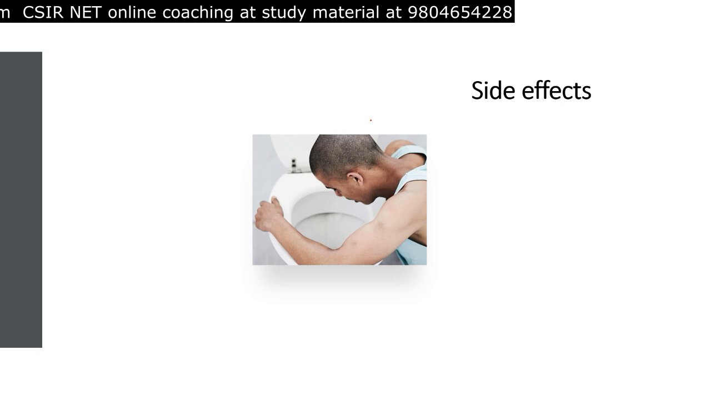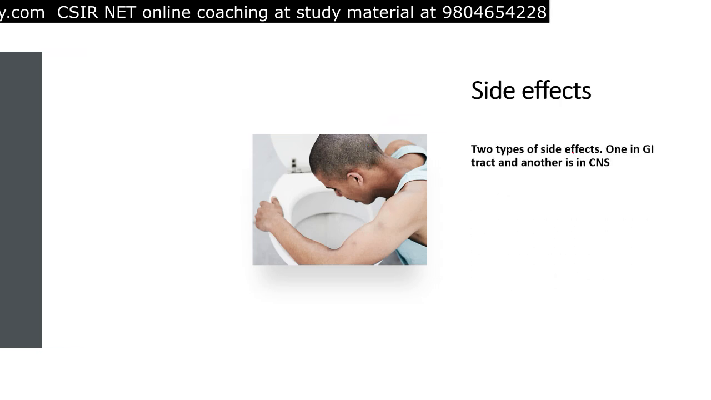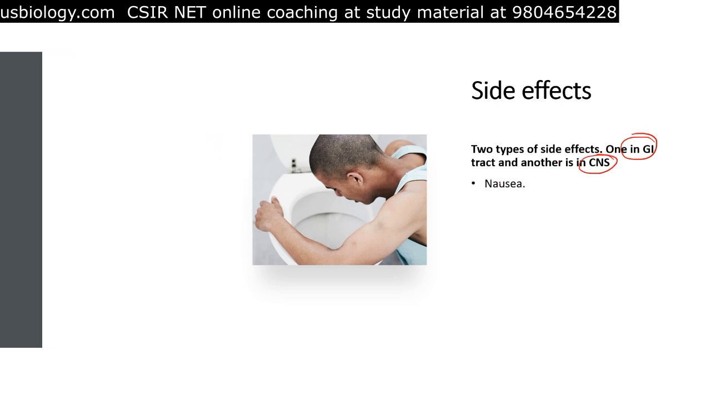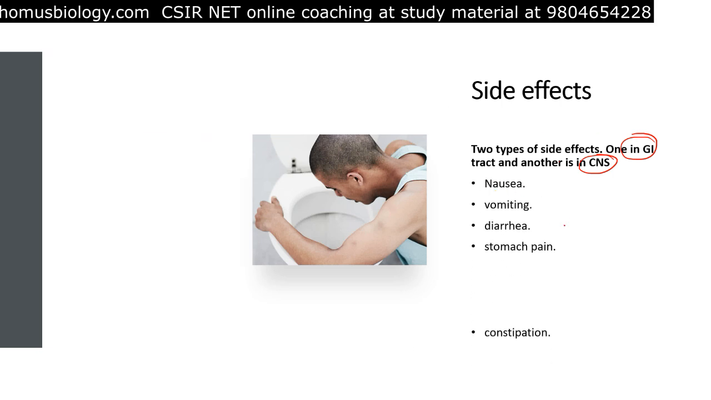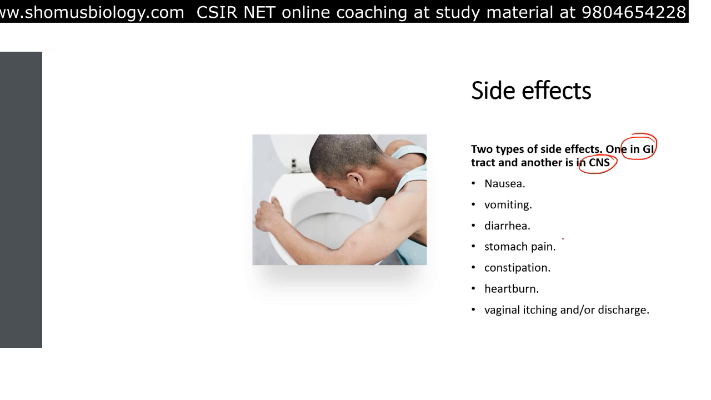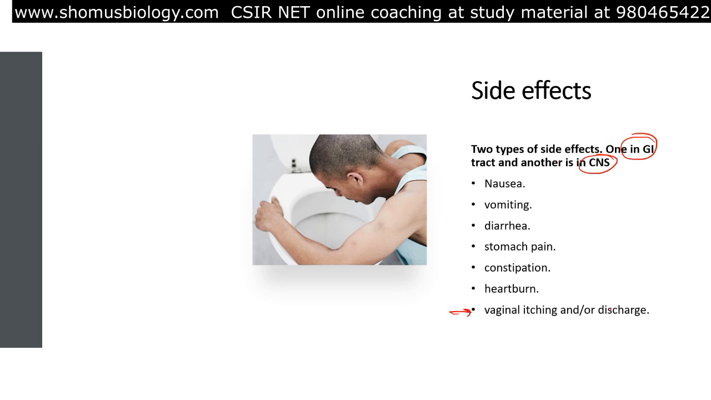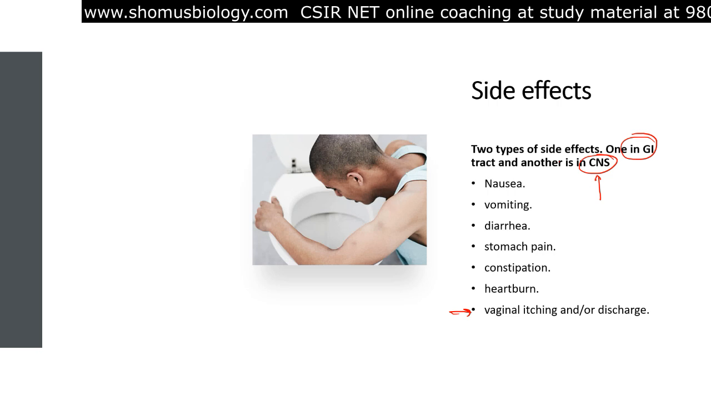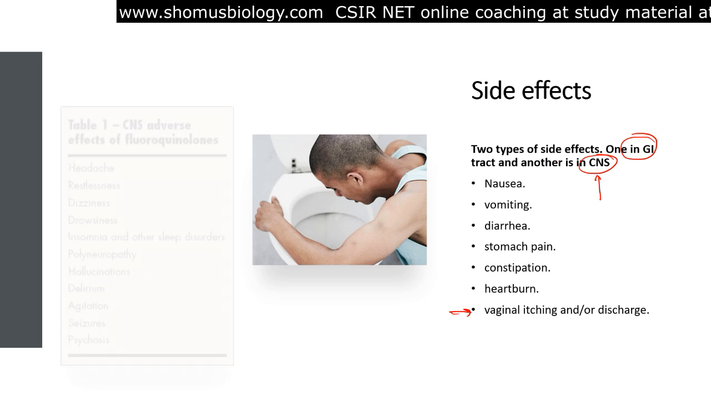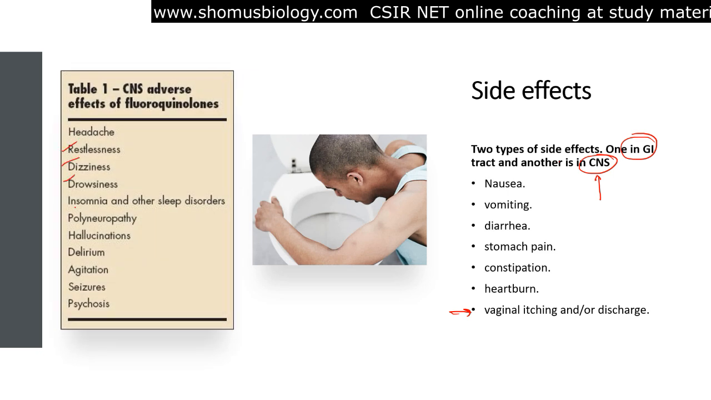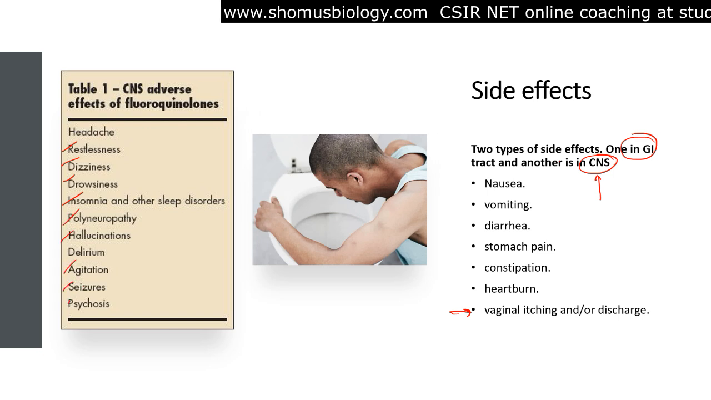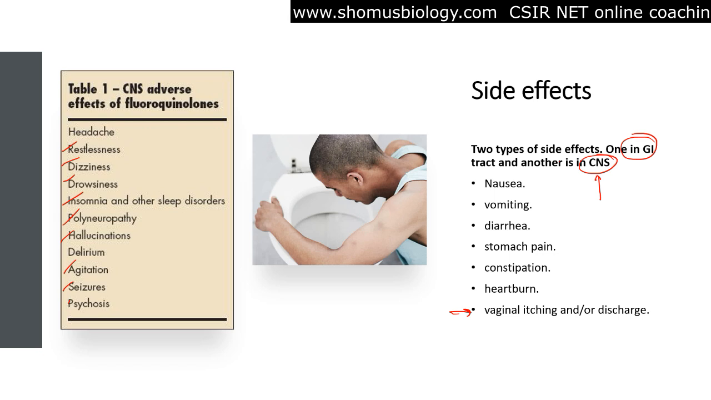So what are the side effects of fluoroquinolone antibiotics? The side effects are of two types, one is gastrointestinal and the other is central nervous system type. Gastrointestinal includes nausea, vomiting, diarrhea, stomach pain, constipation, heartburn, and apart from that vaginal itching or discharge can be one more type of side effect linked with it. And the CNS can be targeted by this drug as a side effect, which includes headache, restlessness, dizziness, drowsiness, insomnia, polyneuropathy, hallucination, agitation, seizure, all things related to CNS disturbance. So these are the two types of side effects that we can generally see.